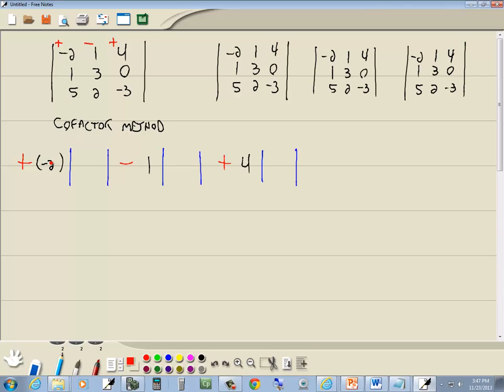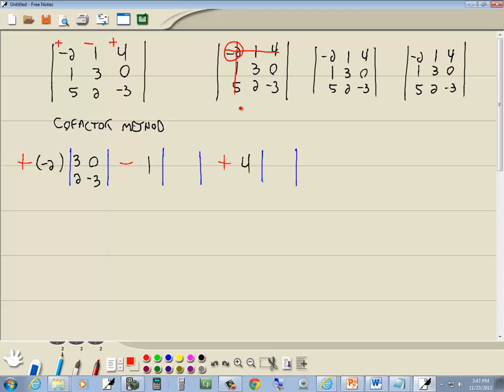Let's start with our first number, this -2. If I circle the -2 here, we're going to cross out the row and column it's in. So I cross out this row, and I'll cross out this column. And what isn't crossed out is what goes right here. So we're going to have 3, 0, 2, -3.